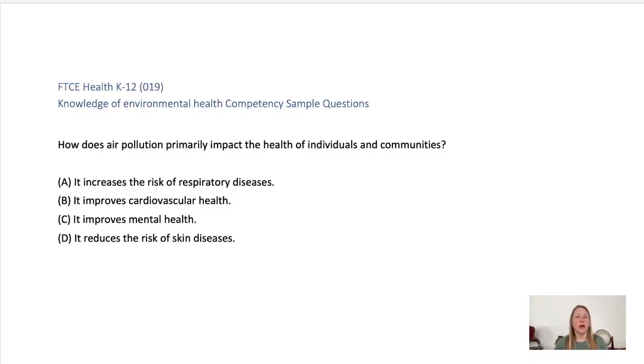B, it does not improve heart health, it makes it worse. C, air pollution can actually harm mental health, not improve it. And D, it affects the lungs, not the skin.